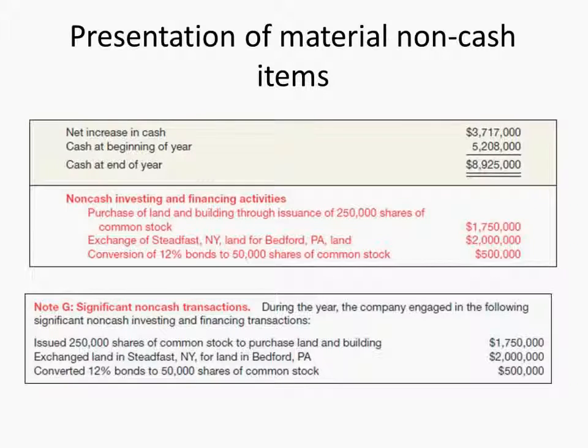So I just took this out of your book. Presentation of material non-cash items. If this was the end of a statement of cash flows, you might, right below that, have non-cash investing and financing activities. This information is reported. It doesn't tie back to your cash balance. It's just giving significant information. Okay? Another way of presenting it would be a note in the financial statements. Same thing.